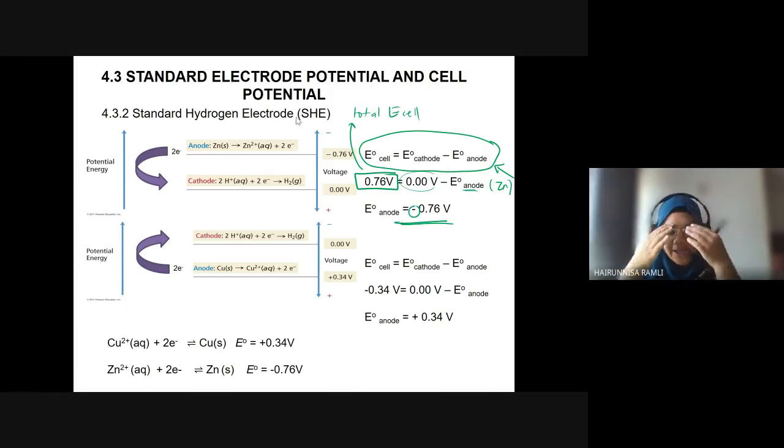Kalau you ingat lagi, again saya cakap tadi, lebih mudah oxidize dia lebih negatif, betul tak? So that's why sebenarnya ini yang menunjukkan kenapa dia negatif. Dia lebih negatif daripada value hydrogen tadi. Hydrogen kosong. So value E anode tu sebenarnya negatif.